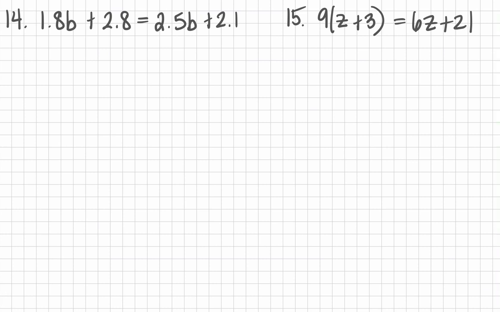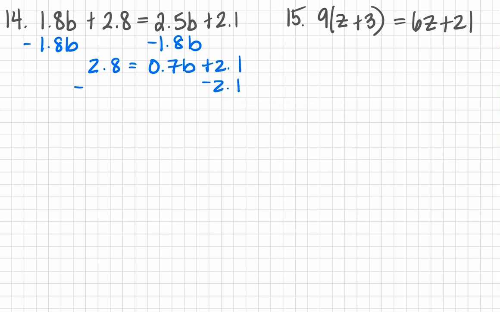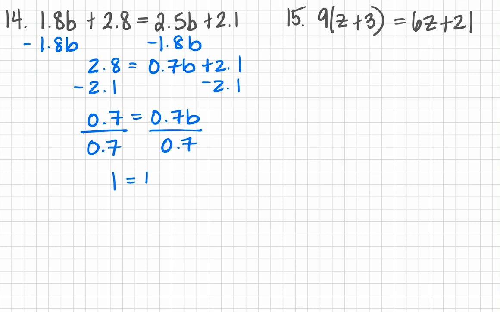For 14, we have variables on both sides. We're going to combine them. So negative 1.8b minus 1.8b is equal to 2.8 equal 0.7b plus 2.1 minus 2.1. So I'm going to minus 2.1, is going to be 0.7 equals 0.7b. I'm going to divide by 0.7 to isolate my variable. Then I'm going to get 1 is equal to b.